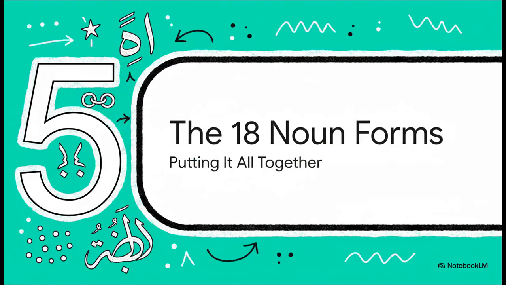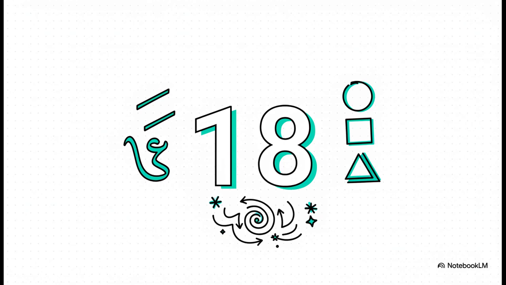Okay, time to put it all together in section 5. We've talked singular, dual, and plural. We've talked masculine and feminine. We've talked 3 different cases. Let's see what happens when you mash all of that together. You get this. 18. That's right. When you combine gender, the 3 numbers, and the 3 cases, a single noun that refers to a person can have up to 18 different forms.